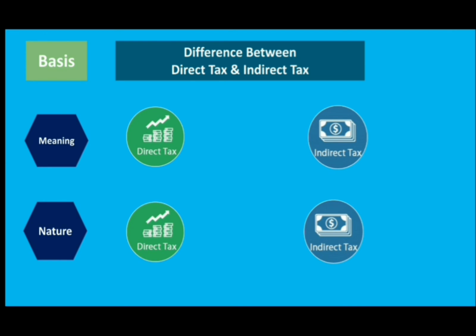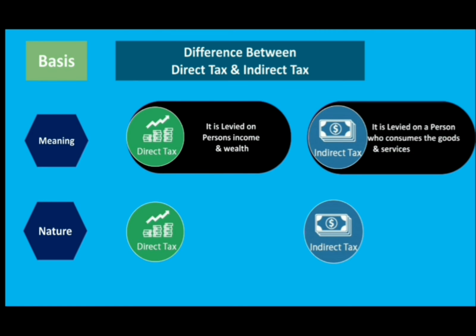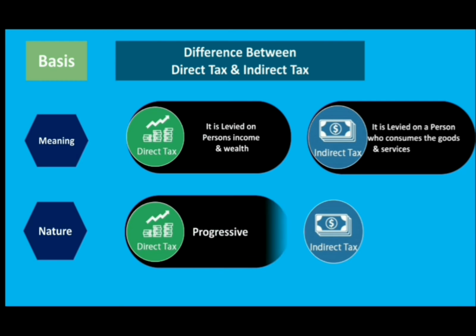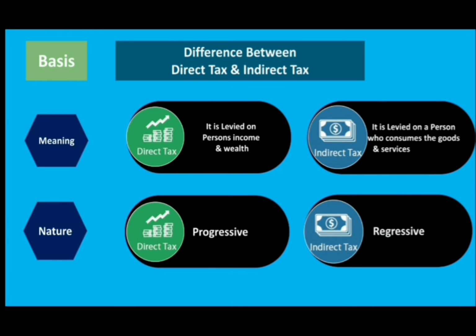Direct tax is levied on a person's income and wealth, and indirect tax is levied on a person who consumes goods and services. The nature of direct tax is progressive. Progressive means the tax rate increases with an increase in the taxpayer's income. The nature of indirect tax is regressive. Regressive means the tax rate decreases with an increase in income.